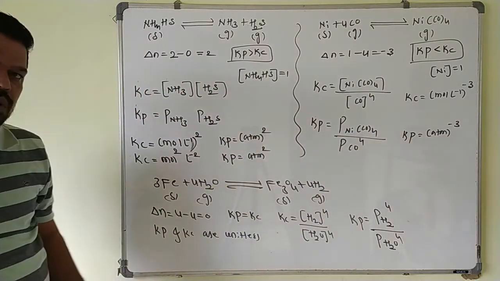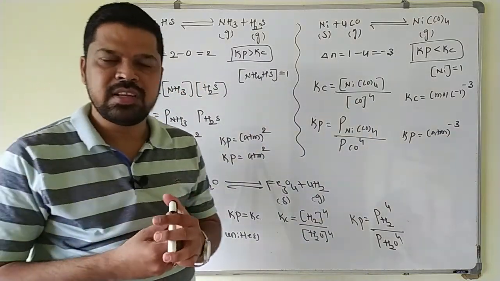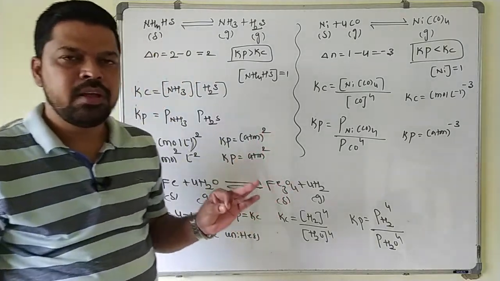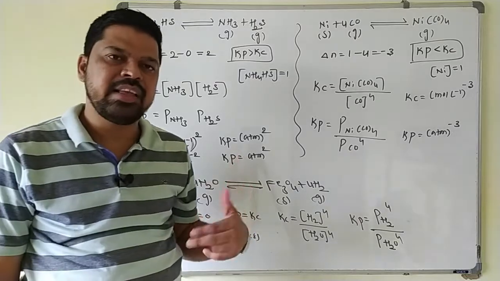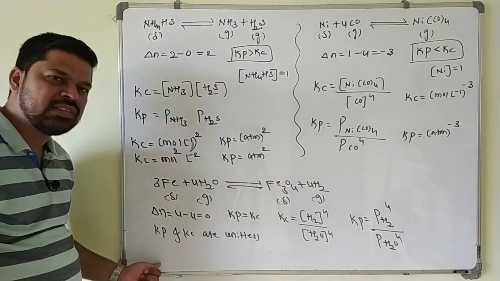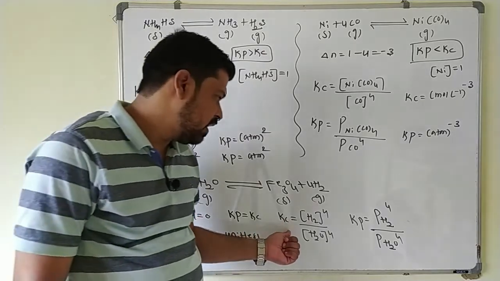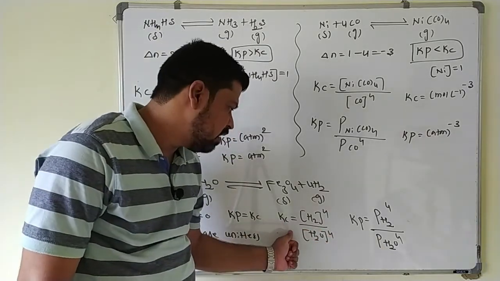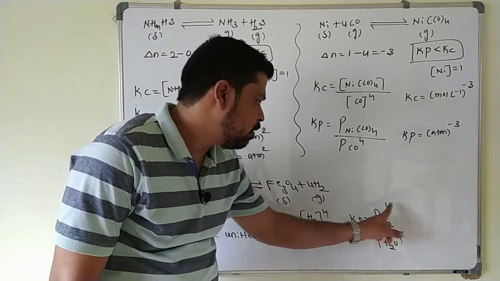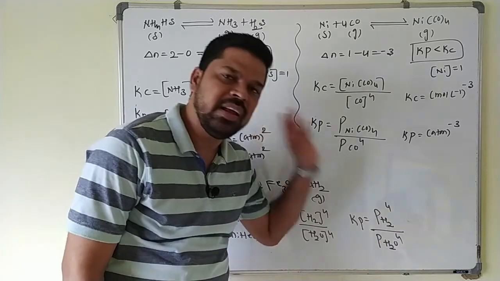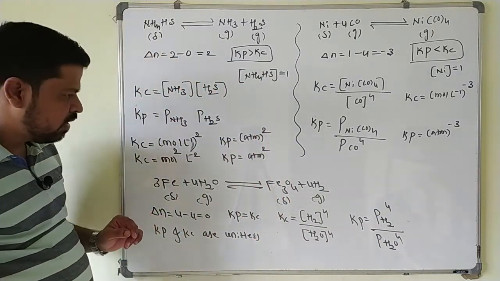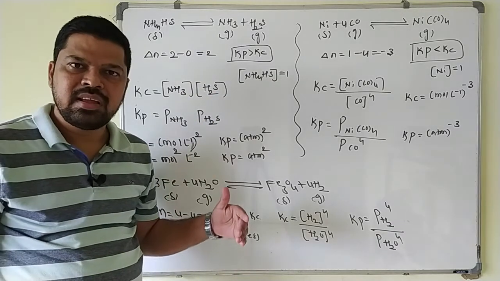So whenever any homogeneous or heterogeneous reaction is given, first you find out delta n value, then based on delta n value you can relate Kp and Kc. Based on delta n value you can write the units of Kp and Kc. Then you write the expression for Kc and Kp. In terms of Kc, molar concentration of product divided by reactant. In terms of Kp, partial pressure of product divided by partial pressure of reactant. So this is a very simple method. Okay, so this is about heterogeneous examples.